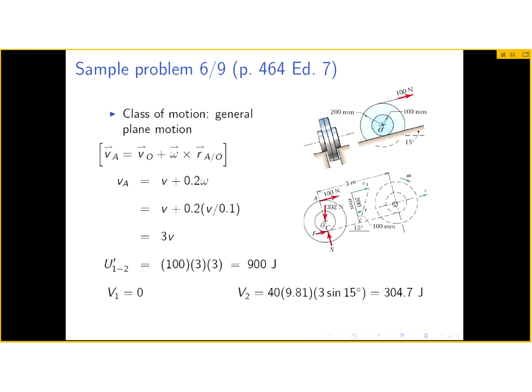So of course the potential energy will then be the mass of the wheel, which is 40, times 9.81, times the height of the wheel at the end of the interval. Now if it's moved up 3 meters at an incline of 15 degrees, the height of this wheel will be 3 times sine 15 degrees above the original position. And if I then calculate this, I get a value of 304.7 joules.